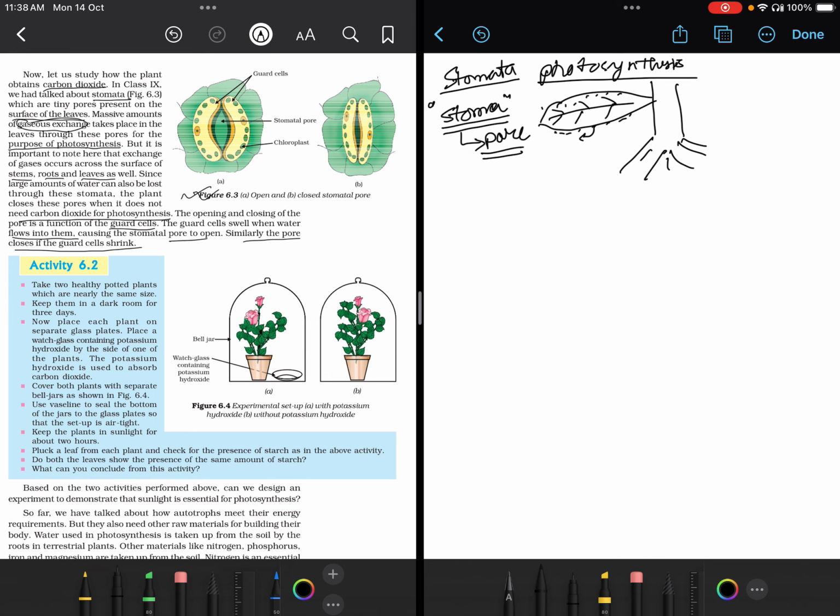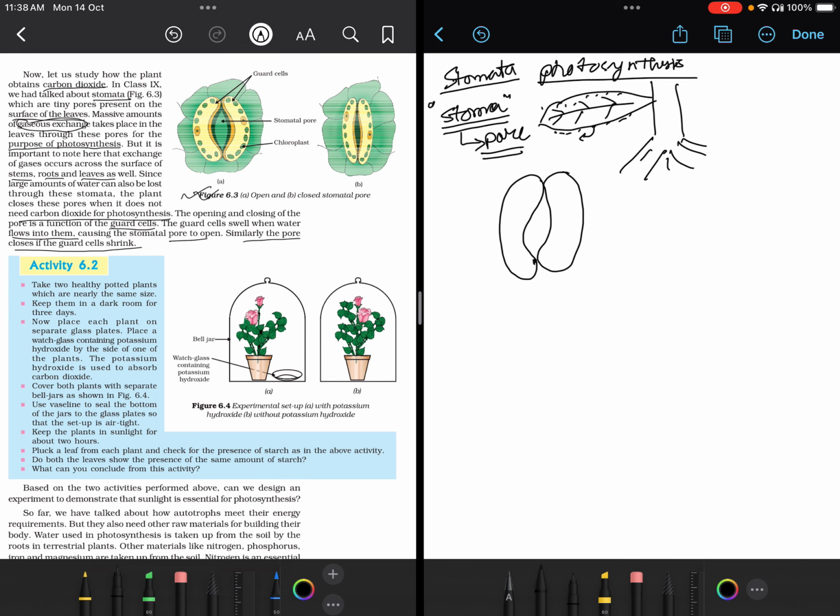And since large amounts of water can also be lost through these stomata, the plant closes these pores. And you got the function of the guard cells, stomata, etc. in your class 9 biology. Let's simplify this one as well. Let's say this is a stomata covered by a guard cell.